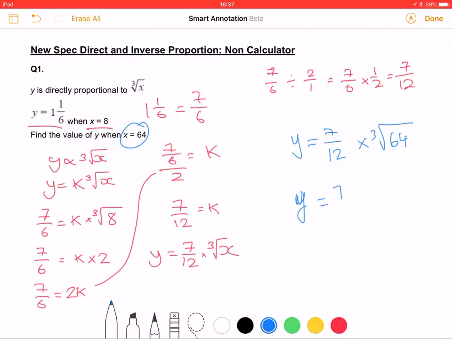So I bet Sir is desperately thinking, what number times itself 3 times gives you 64? Well done, Sir. Hopefully you guys realize the answer is actually 4.